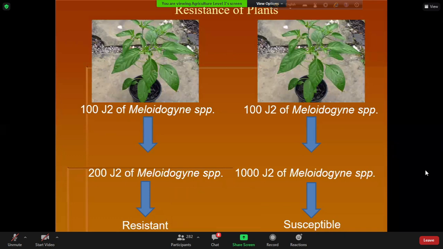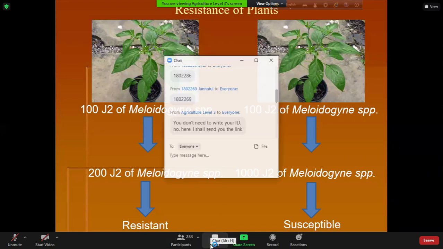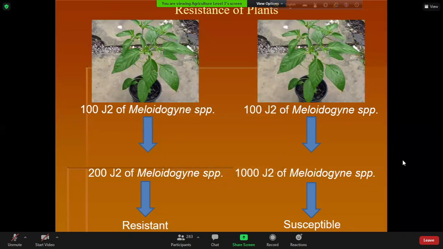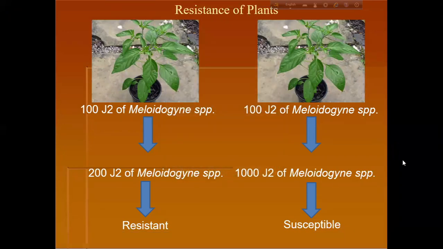There are a number of methods of quantifying the amount of pathogen by molecular techniques, qPCR. This is such a technique by which we can actually quantify the amount of pathogen inside the plant. With qPCR, we can identify the pathogen and we can quantify the pathogen with the help of a molecular technique. We call it qPCR, quantitative polymerase chain reaction.